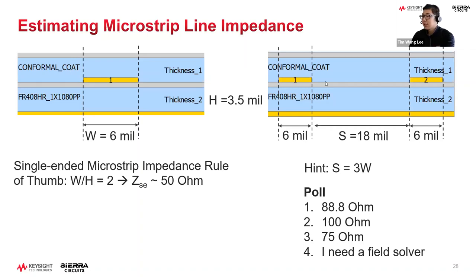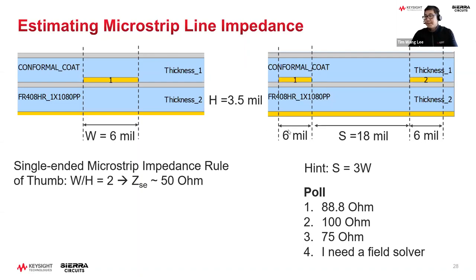I'll give it another 30 seconds. Good, no fours, very good, no fours. So we are our own field solver today. We know how to find the impedance based on our rule of thumb. Very good. Okay, all right, I'm gonna reveal the answer.